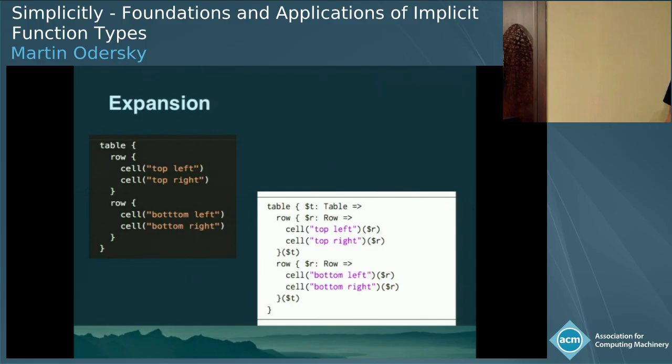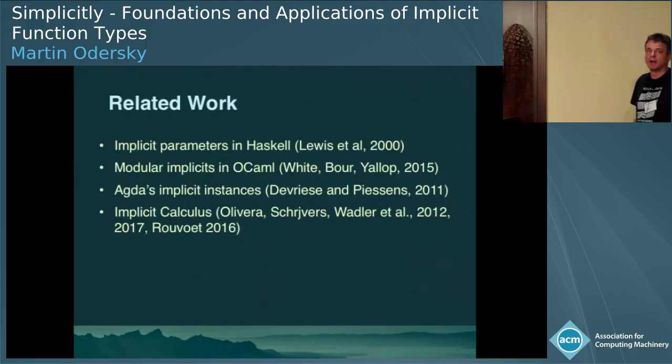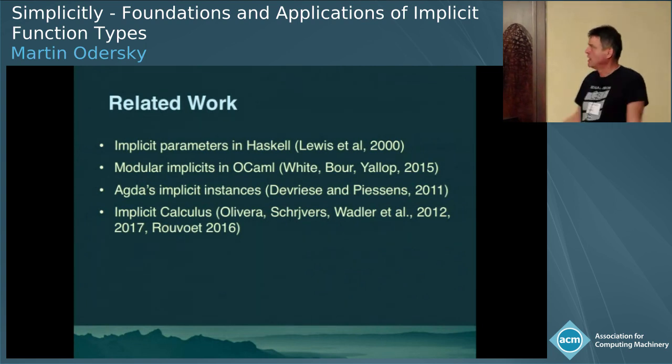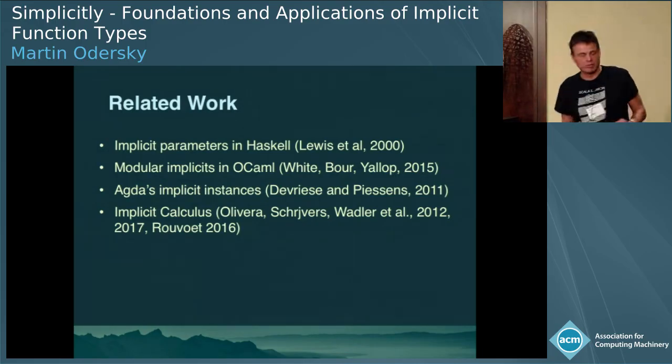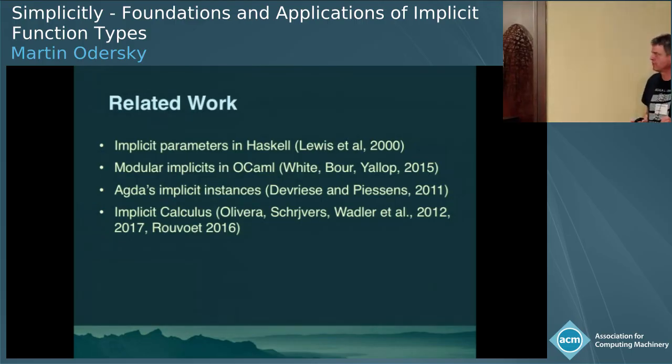Okay, so I think I'm out of time, so let's just quickly do related work. Of course, I mentioned already type classes. There's also a thing called implicit parameters in Haskell, much less popular than type classes, and somewhat related to what we have here, but the details are different. Modular implicits in OCaml is a fairly recent proposal, which is very similar to implicits in Scala. Agda's implicit instances are also similar, and they actually have something which corresponds quite closely to these implicit function types. There are also other formalizations, notably the implicit calculus by Oliveira, Schrijvers, and Wadler in several versions, and there's also a version by Rouvoet.